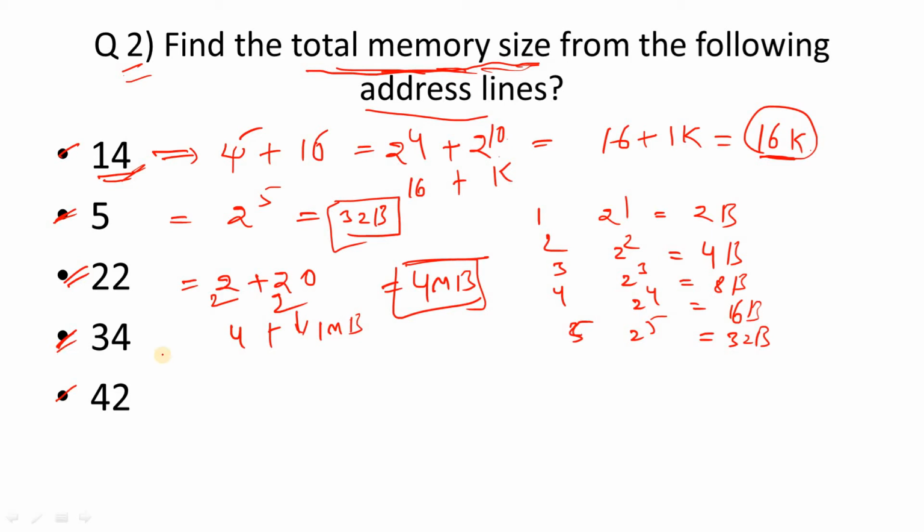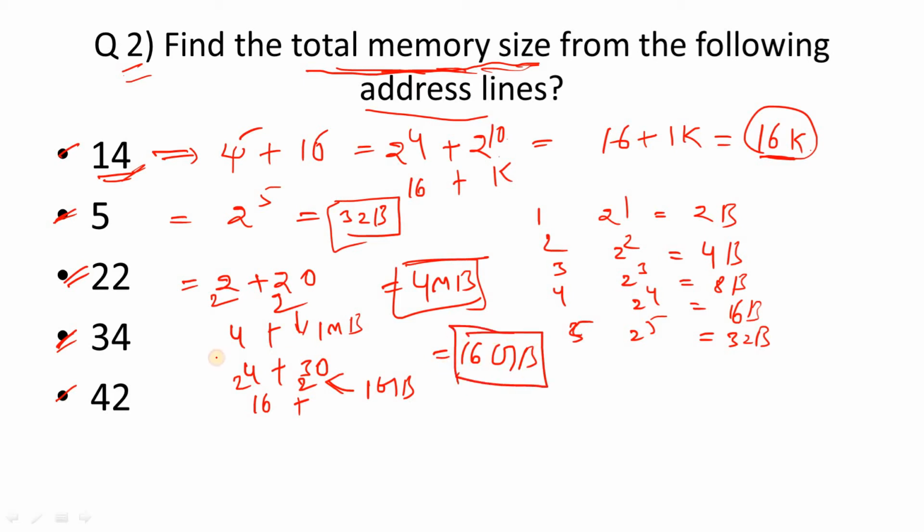Coming to the next one, 34. 34 is 4 plus 30. 30 means 2 power 30, which is 1 GB, and 2 power 4 equals 16. That means 16 GB of memory. With the help of 34 address lines, we are going to access 16 GB of the memory.